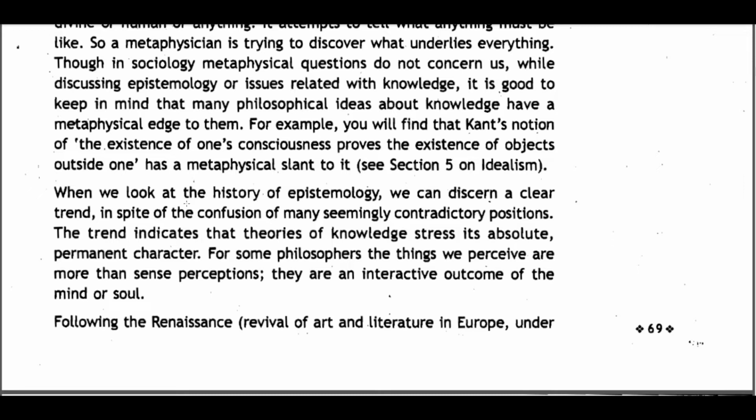When we look at the history of epistemology, we can discern a clear trend in spite of the confusion of many seemingly contradictory positions. The trend indicates that theories of knowledge stress its absolute, permanent character. For many philosophers, the things we perceive are more than sense perceptions. They are an interactive outcome of a mindful mind or soul.